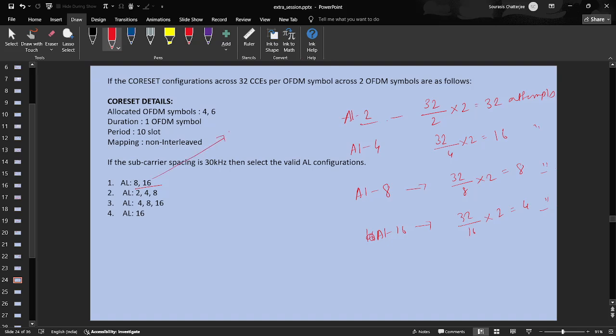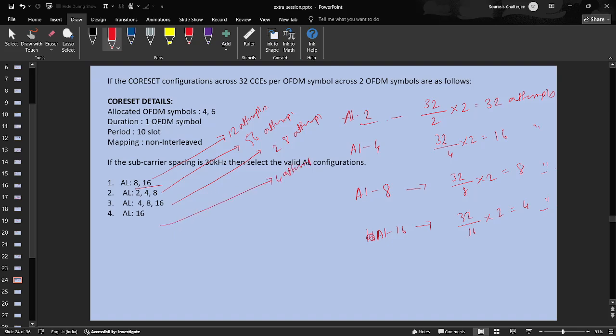So this here is 12 attempts. First write them: 248. 248 means 32 plus 16 plus 8. That is 56 attempts. What about 4, 8 and 16? 28 attempts. And 16 alone is only 4 attempts.